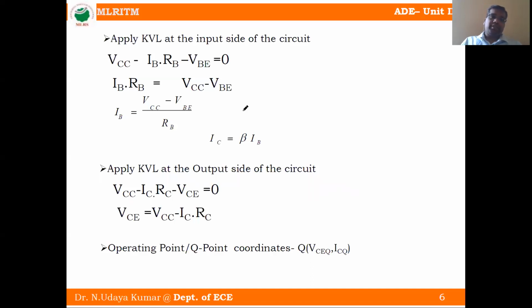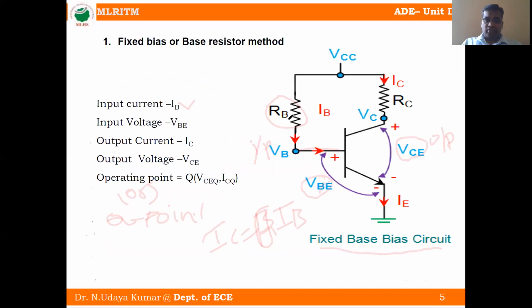See, the next step is to apply the KVL at the input side. We know that, so we have to write the KVL. KVL to the input side means the left-hand side is the input, so KVL is like that. This is called the KVL path from VCC.